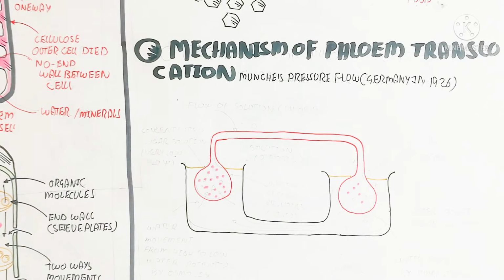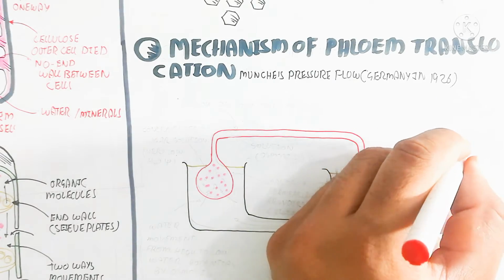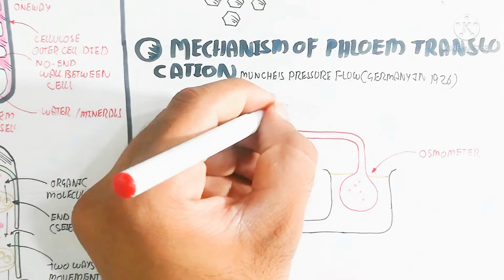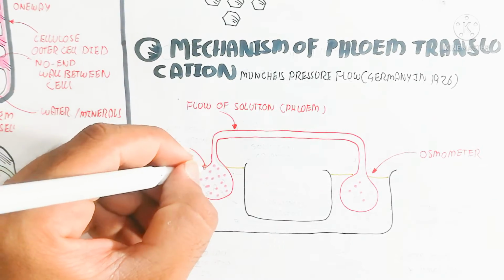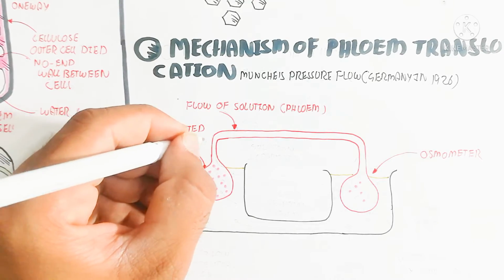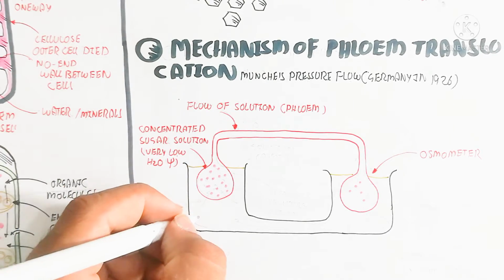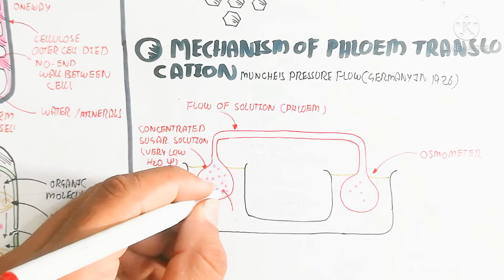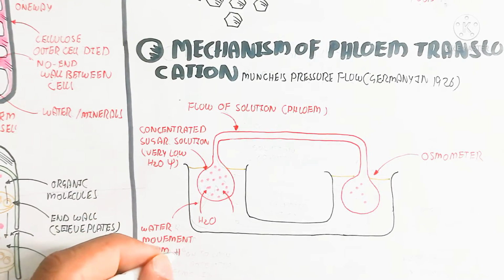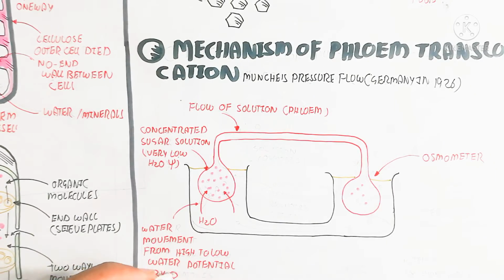This model contains osmometers, these two osmometers A and B. This osmometer is used for unequally concentrated solutions. For example, osmometer A contains concentrated sugar solution, with very low water potential. When the water potential is low, the water will move from higher potential to lower potential, by osmosis.